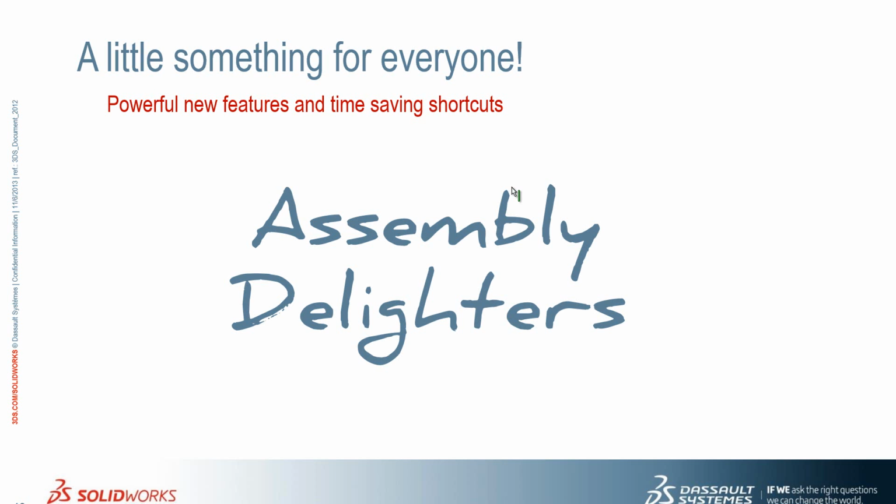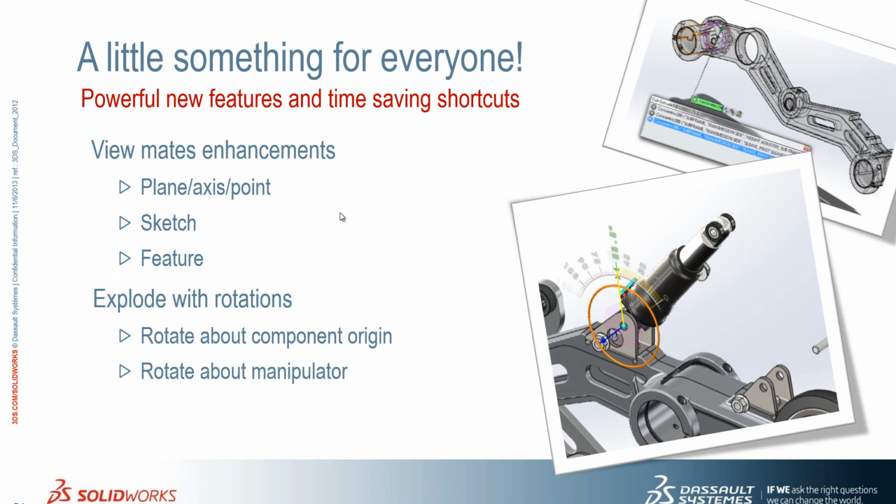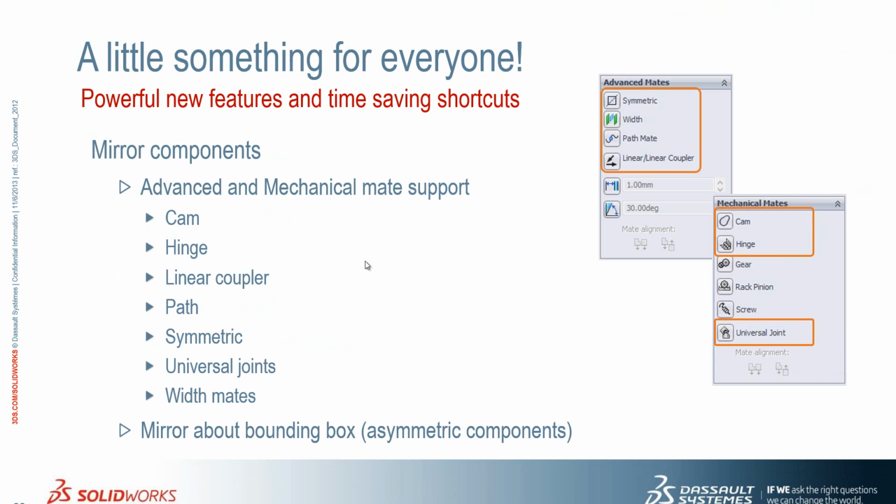Okay, so some really nice improvements at assembly level, so we'll just summarise those for you. Firstly, we saw the quick access to configurations and also the flexible sub-assembly switch, the ability to select by size, the improvements to the feature manager scrolling, some updates to Assembly Expert. We also saw the view mates enhancements with expanded options for those, the support for exploded views with rotations. And within the mirror components, we've seen advanced and mechanical mate support with the additional mate options, and also the choices to how we mirror, whether it's about the bounding box or the centre of mass.